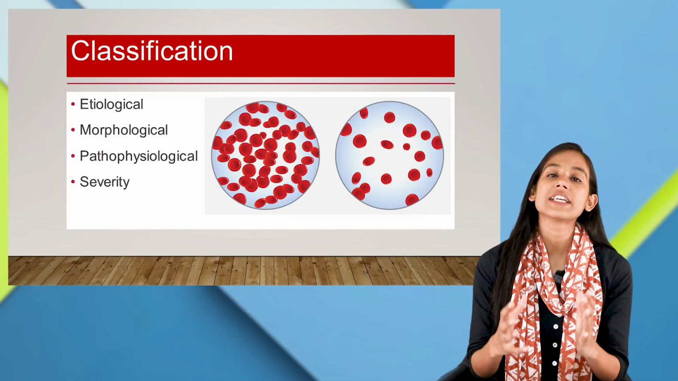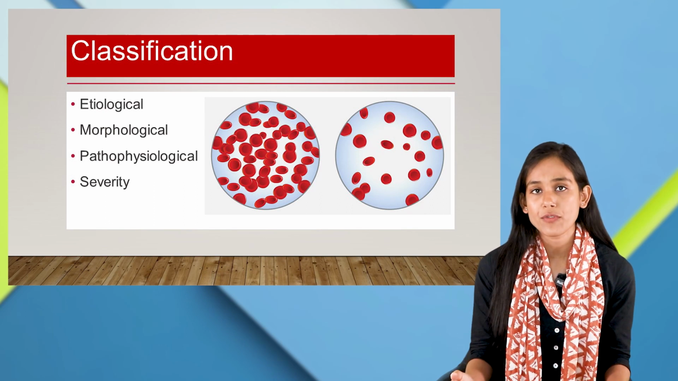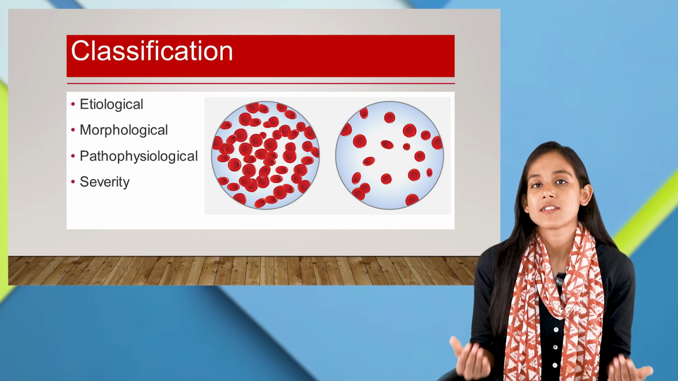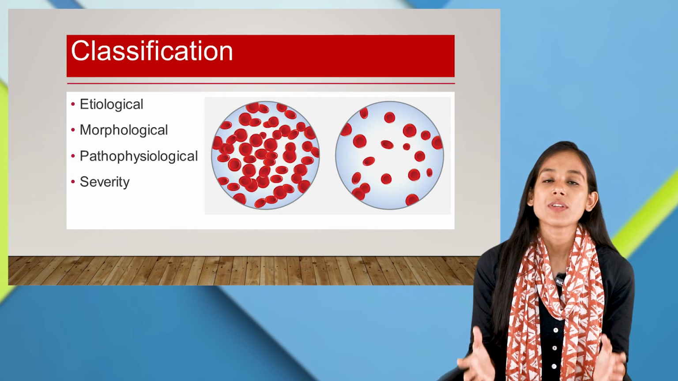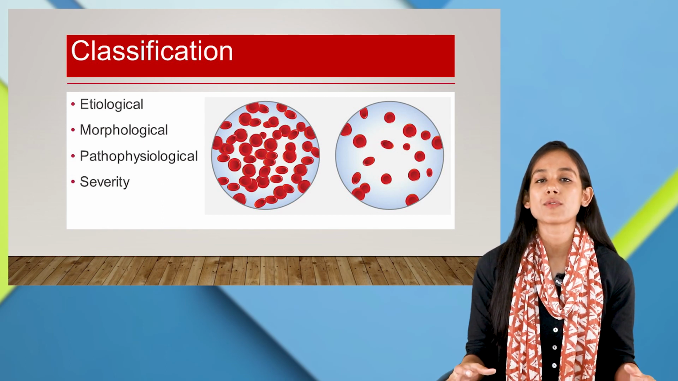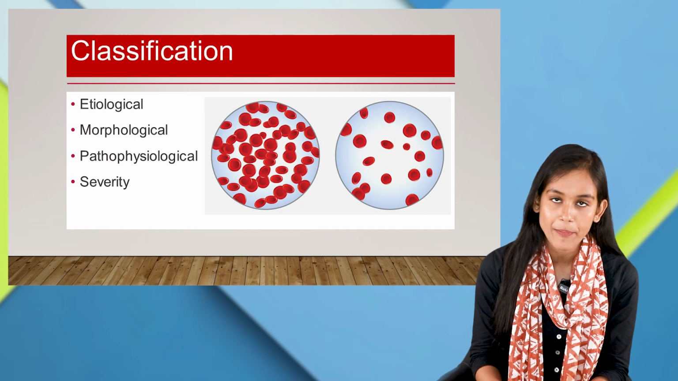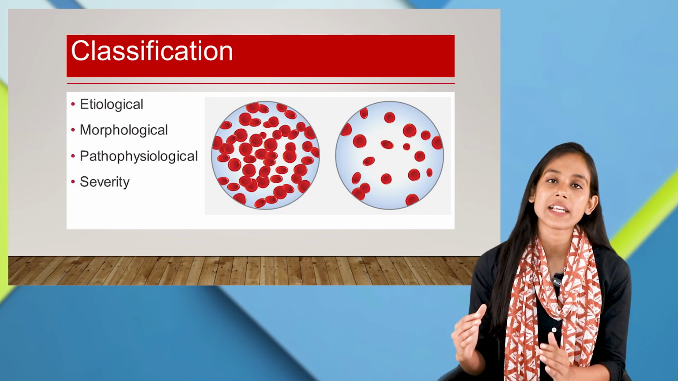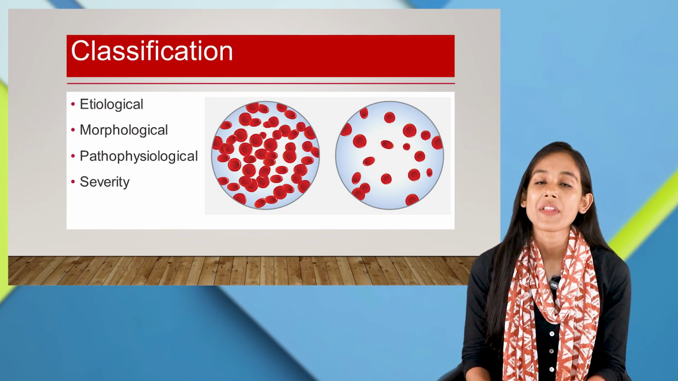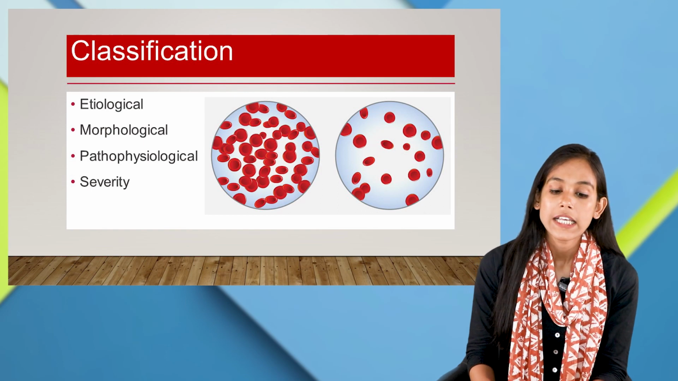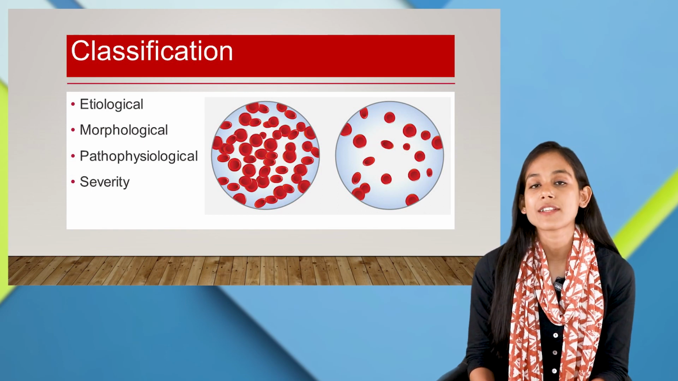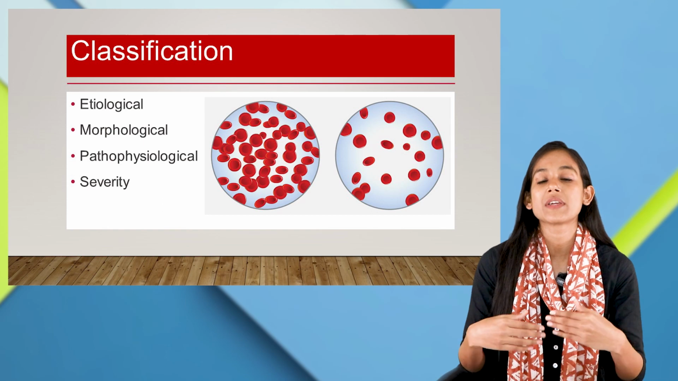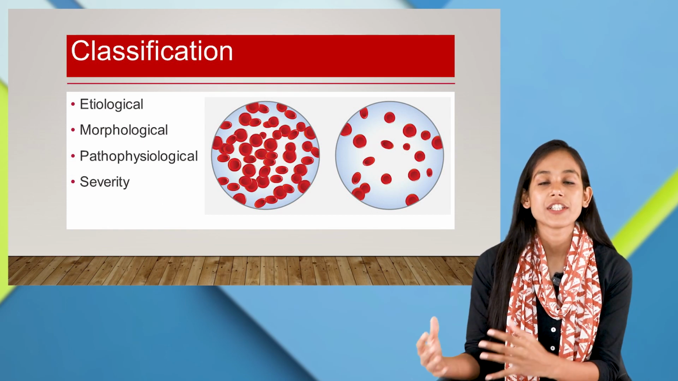Now next let us learn about the classification. There are several types of anemias, with different causes, diseases and disorders which might cause anemia. First let us see based on which factors we can classify anemia. The first is etiological, based on the causes of anemia. The next is morphological, the third is pathophysiological, and the fourth is severity.